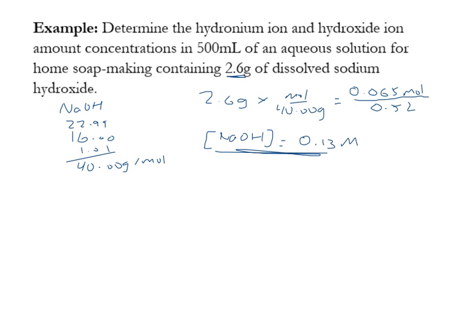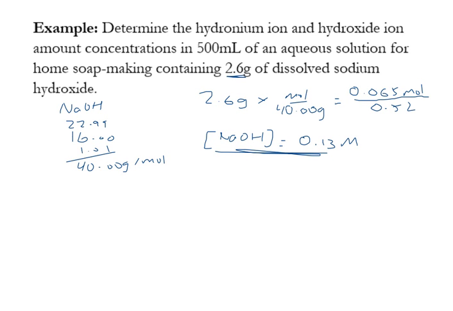Are you able to follow that? I took the mass, divided by the molar mass to get this moles number, divided by the liters, and I found the concentration of sodium hydroxide. Now, you won't do this process every single time, but you'd now have to ask yourself, is sodium hydroxide ionic or covalent?